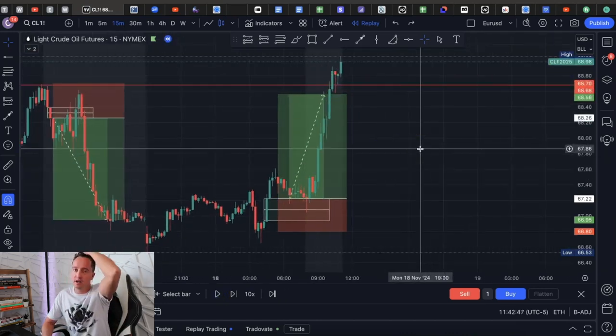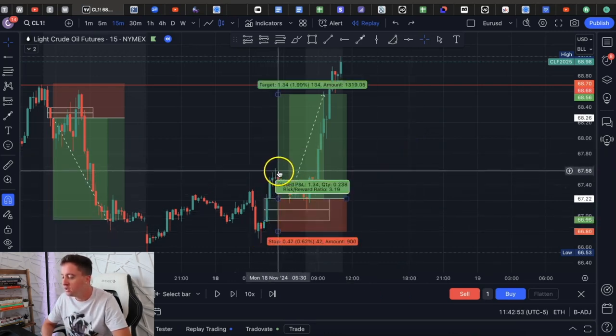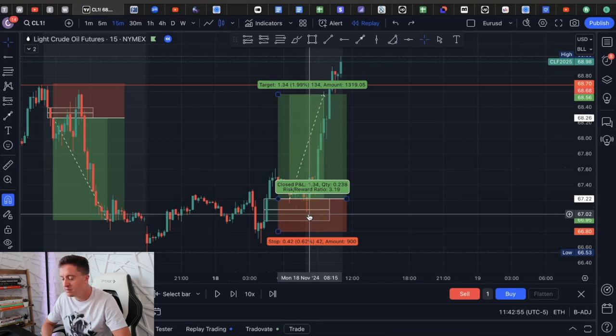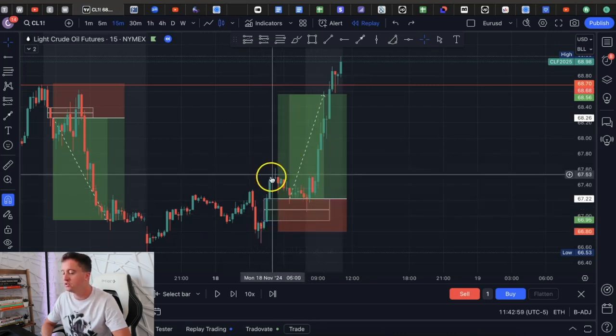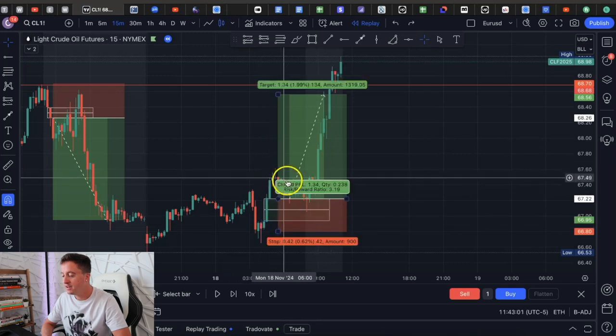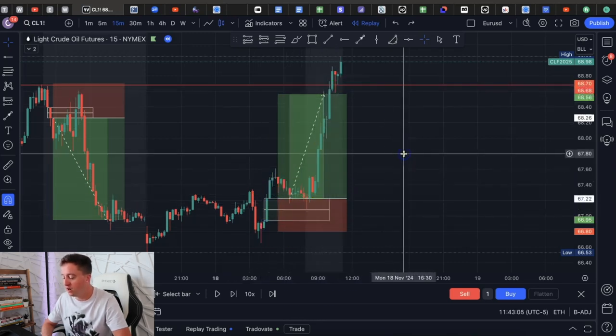So the way that I think of a fair value gap is kind of like a trampoline. When you jump into the air off the trampoline, you hit the trampoline with expectations of going higher than you did the previous time when you first jumped up. So it's like we're jumping up, hit the FVG, and then boom, we go and smash our take profit.